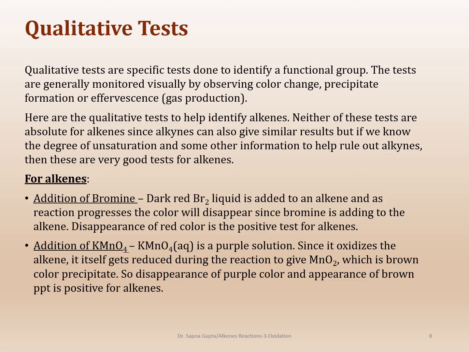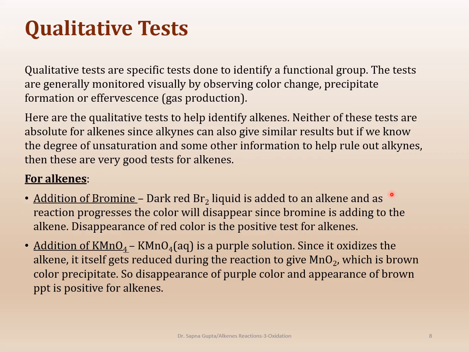Last thing, qualitative tests, and qualitative tests here are two only. We don't have very many qualitative tests. One I covered with bromine. If you have an alkene, then the bromine will get decolorized, because as you add bromine, which is a dark colored liquid, it'll keep adding on to the alkene, and once it adds, the red color of the bromine will disappear.